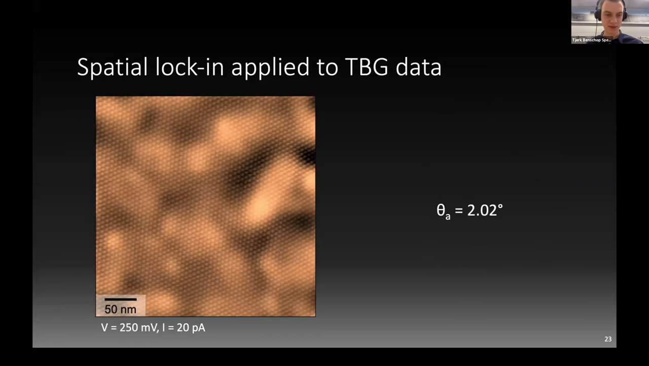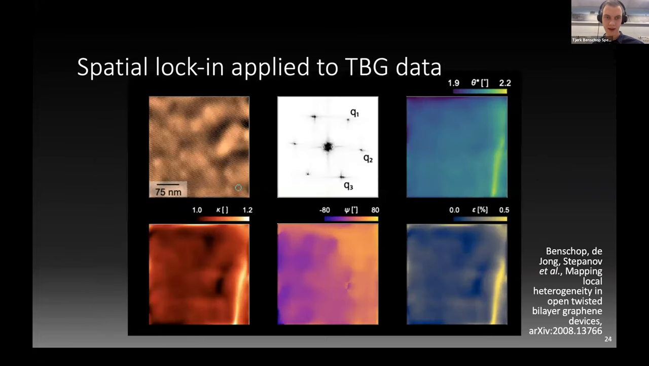I already showed you the image before probably, but the first device is a device with an average twist angle of 2.02 degrees. And by average twist angle, I mean the twist angle you obtain by measuring the Moire lattice by just taking the Fourier transform of your image, and then you can average over all of your Bragg peaks. So a typical output of the algorithm then looks somewhat like this.